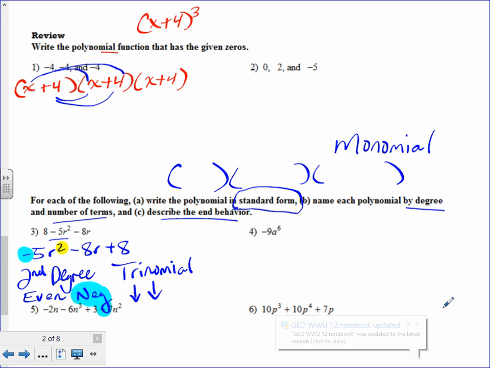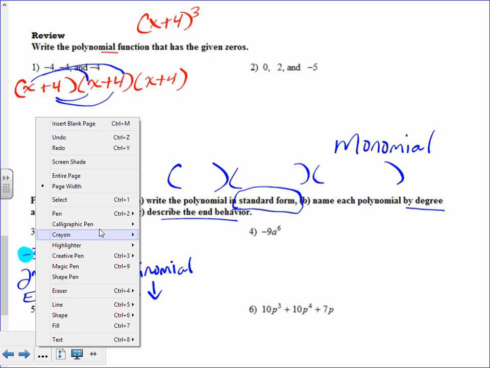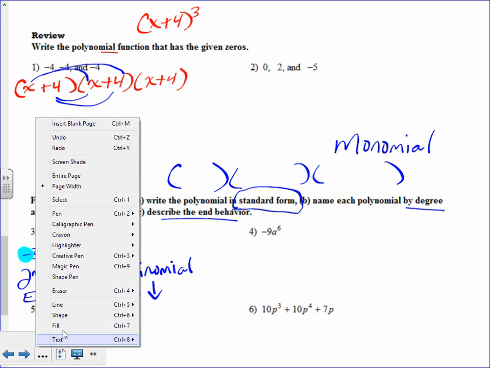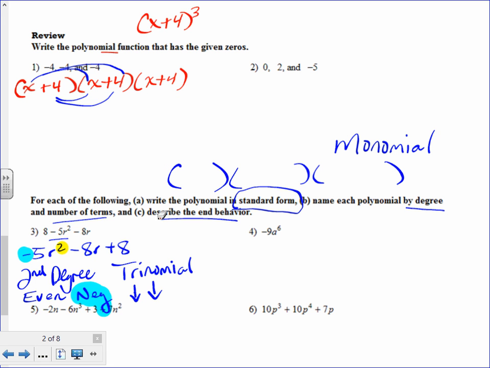Can you combine them on number 6? No, because the exponents are different. So number 5 would be... All right, now we got some. If it's 4 terms or more, it is a polynomial.